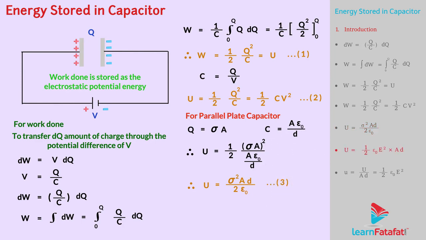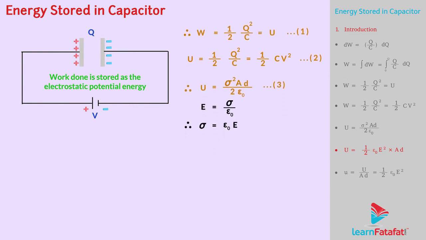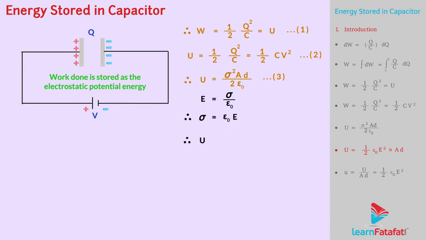The electric field E equals sigma upon epsilon 0. Therefore, sigma equals epsilon 0 into E. Therefore, U equals bracket epsilon 0 into E bracket square into A into D upon 2 epsilon 0. Therefore, U equals half of epsilon 0 into E square into A into D. Let's label this as equation number 4.